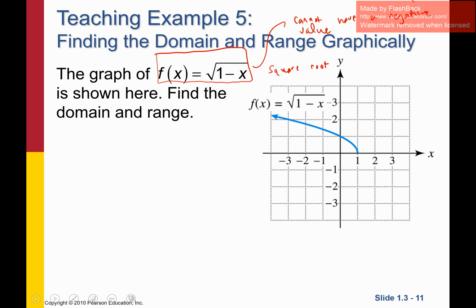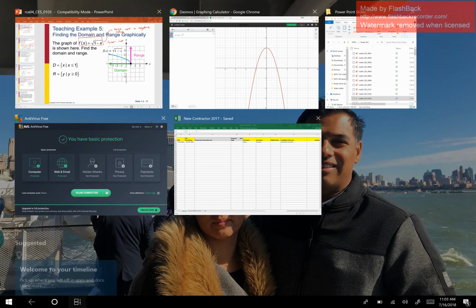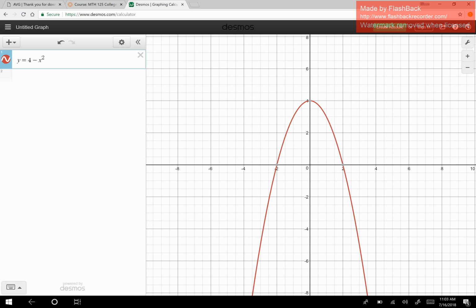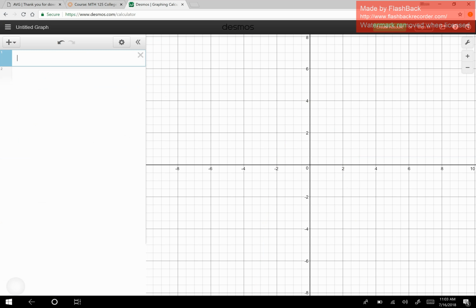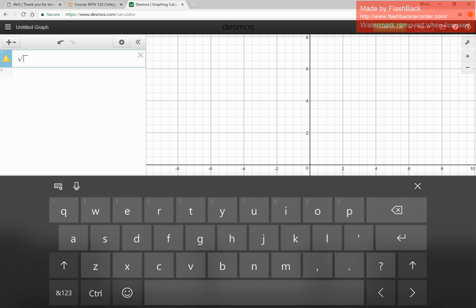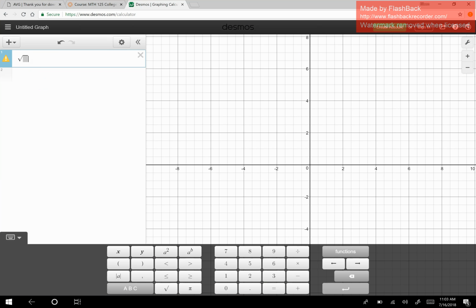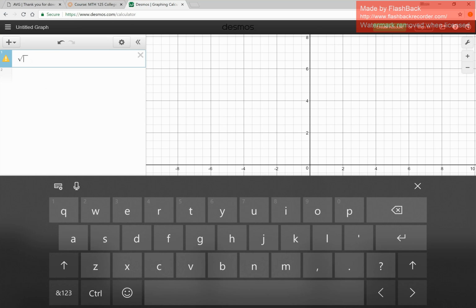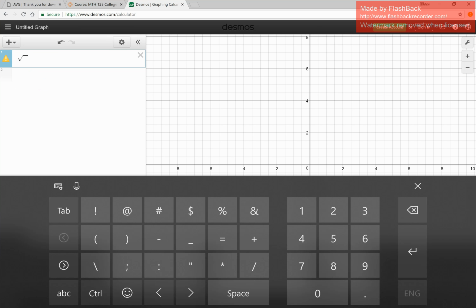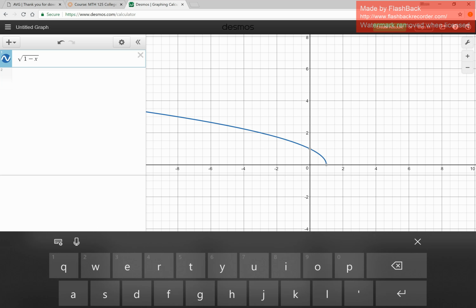So again, I'm actually gonna go back to Desmos. We're gonna be doing a lot of back and forth here. I apologize for that. Hopefully you can kind of follow where I'm going. So here we're going to, so the square root of, oh shucks, what is it again? The square root of 1 minus x, okay. Square root of 1 minus x, okay. And so here's a function.